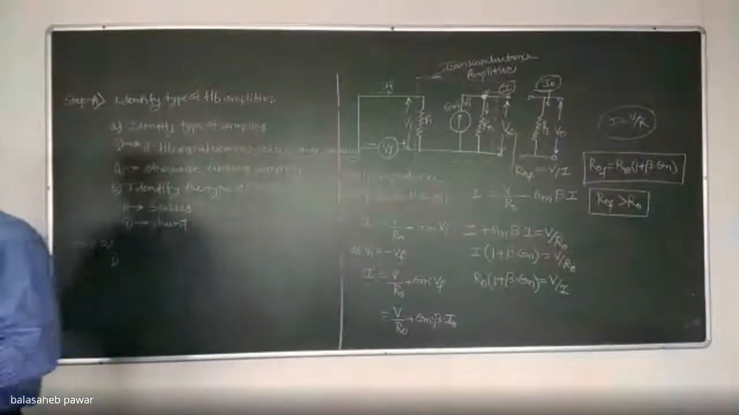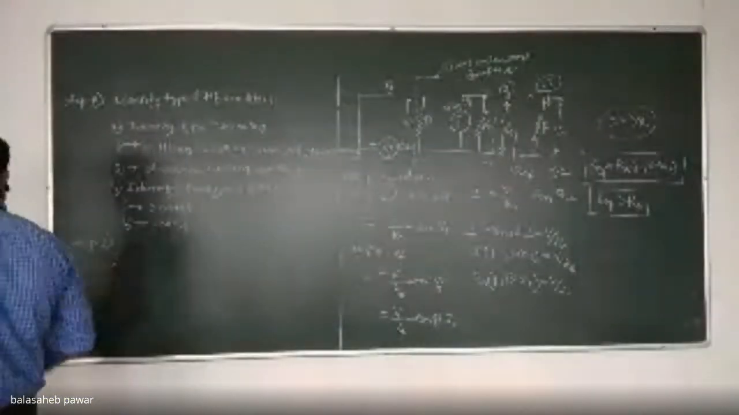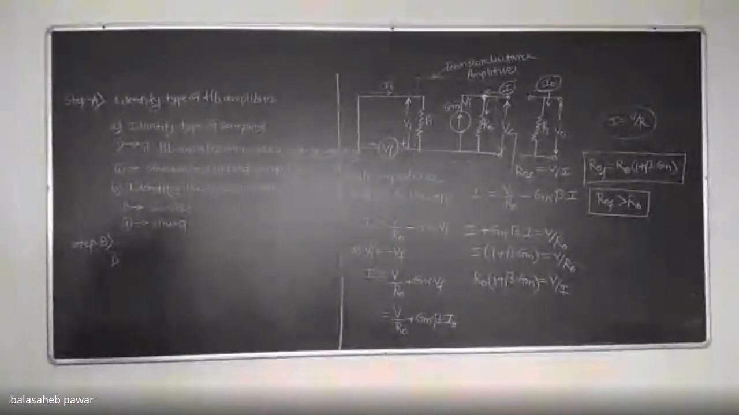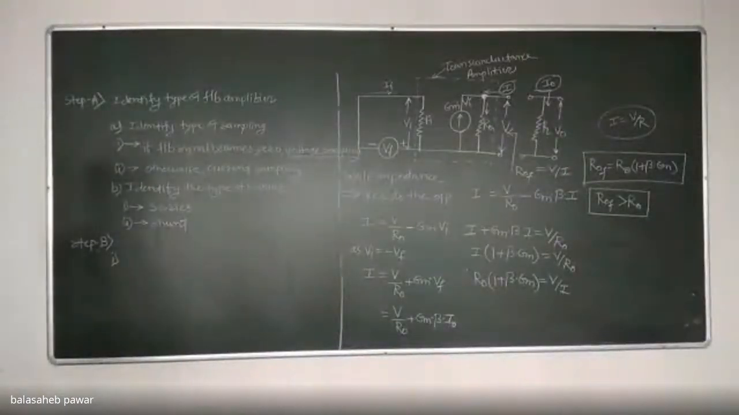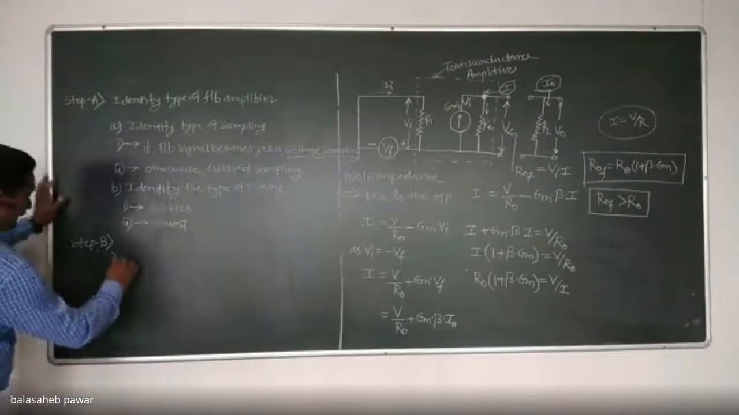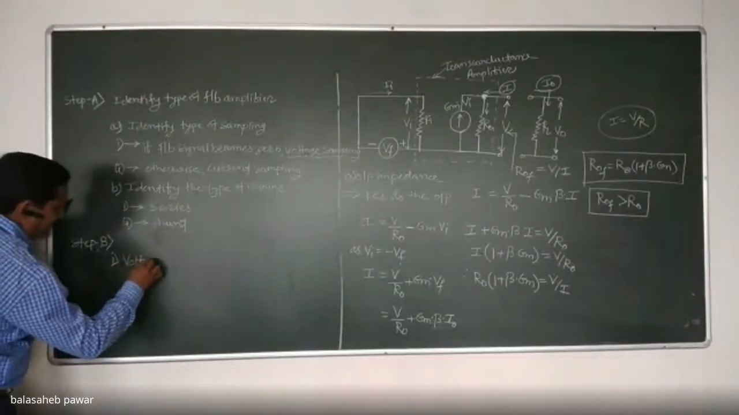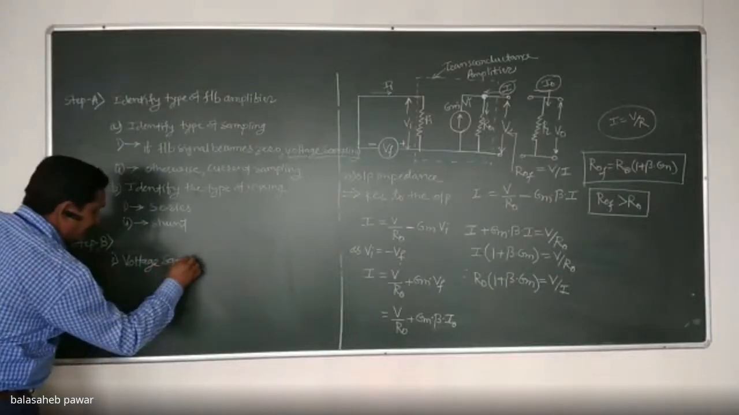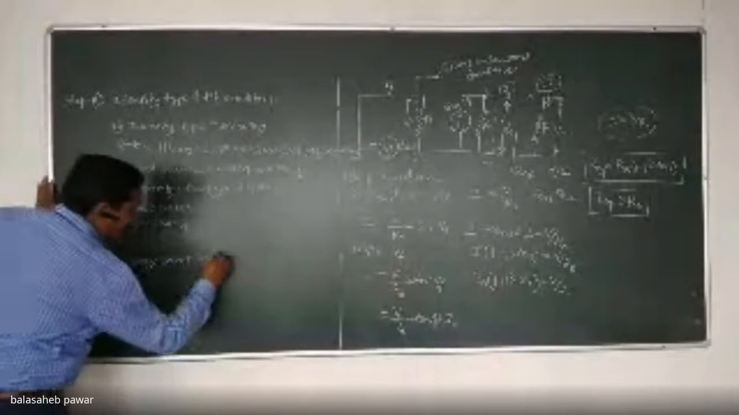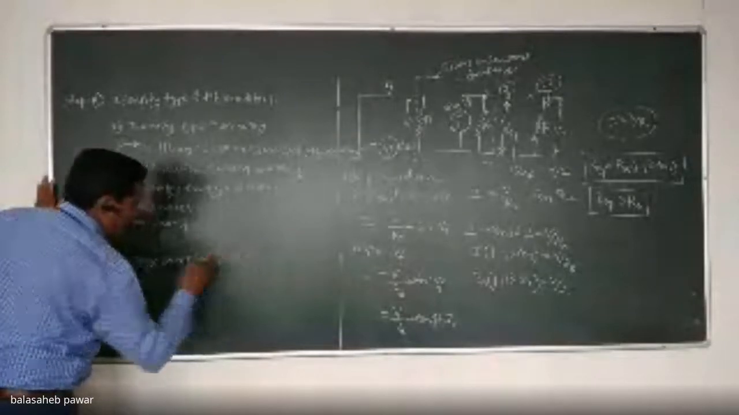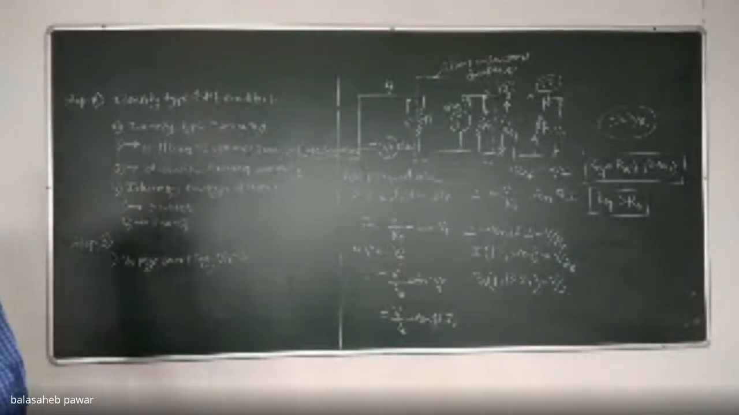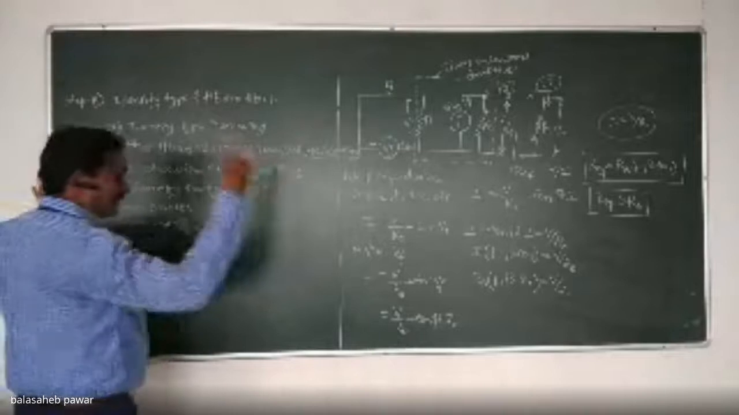So in that step B, first point, note down: for voltage type of sampling, that means if there is a voltage type of sampling, make or consider VO equals to 0. Right? Make VO equals to 0. How will you make it 0? By providing a short circuit to the output. And just observe how it looks.